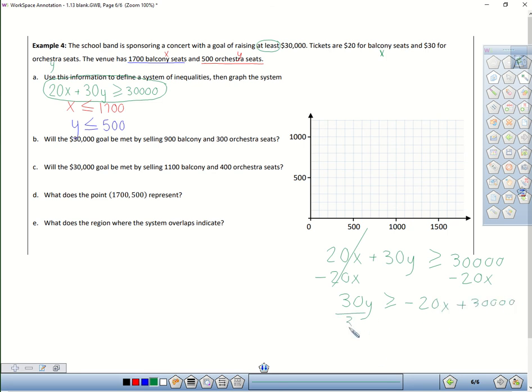I'm going to divide both sides by the 30. And that's going to leave me with y is greater than or equal to negative 2/3 x plus 1,000. So this is going to be y is greater than or equal to negative 2/3 x plus 1,000.